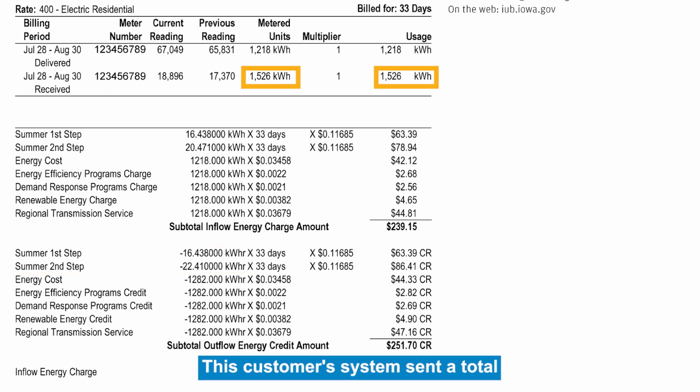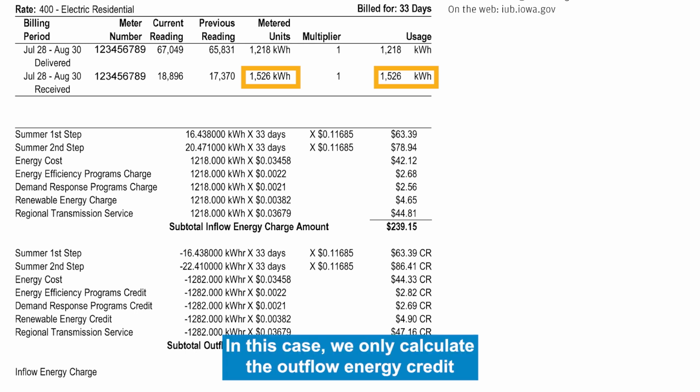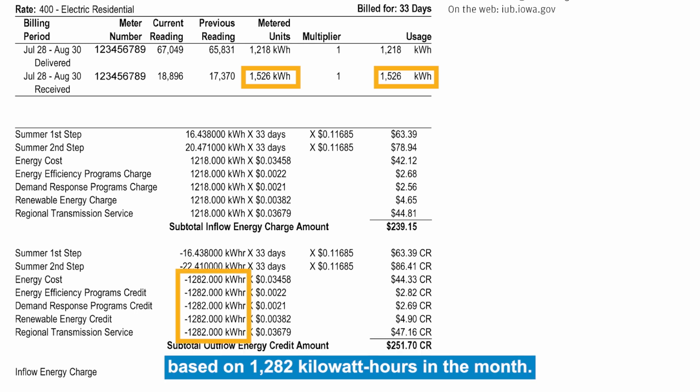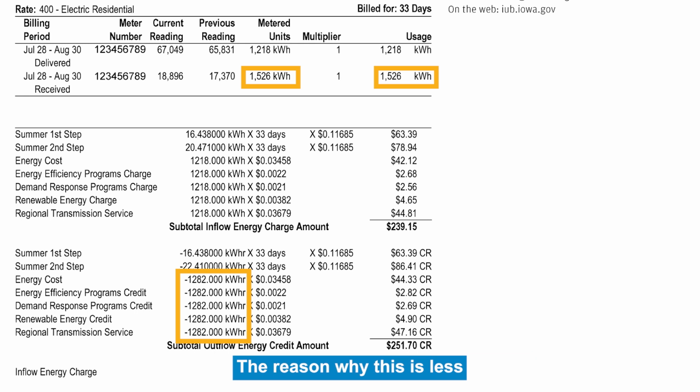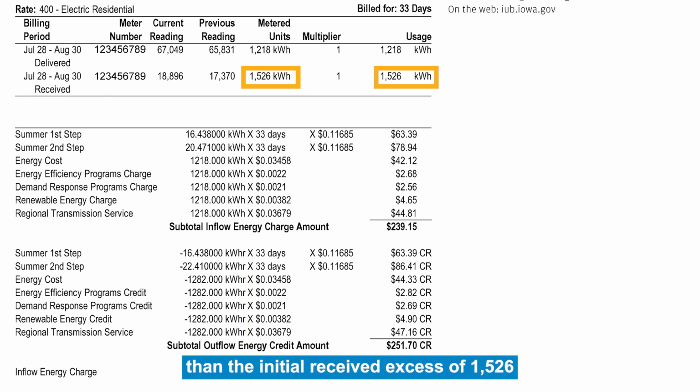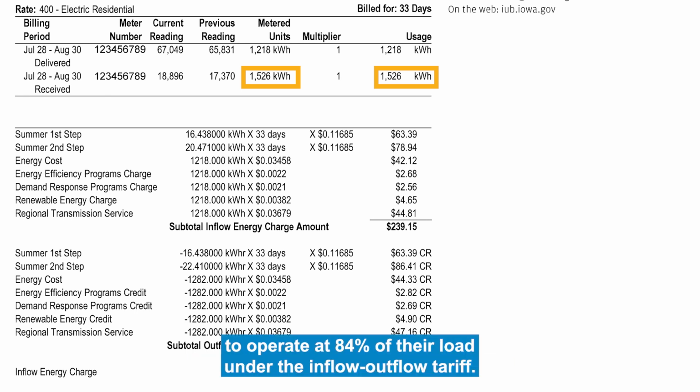This customer's system sent a total of 1,526 kilowatt hours to the grid. In this case, we only calculate the outflow energy credit based on 1,282 kilowatt hours in the month. The reason this is less than the initial received excess of 1,526 kilowatt hours is because our example customer's system has been installed to operate at 84% of their load under the inflow-outflow tariff.